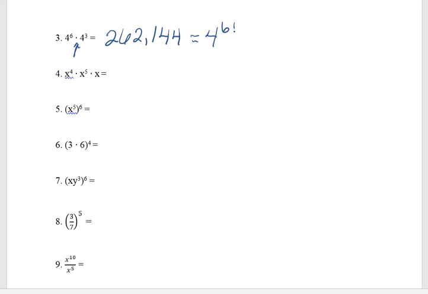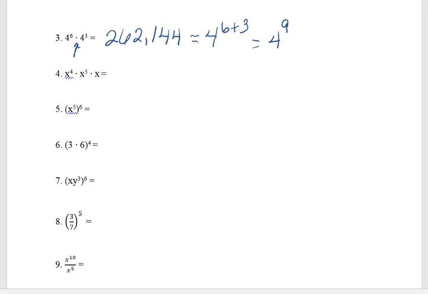Now, just to practice on these ideas of these numbers, since we are multiplying, we are going to add exponents. So it's 6 plus 3. 6 plus 3 is 9. So if we plugged in 4 to the 9th, we should get the exact same answer. So try it. 4 to the 9th. I got 262,144.